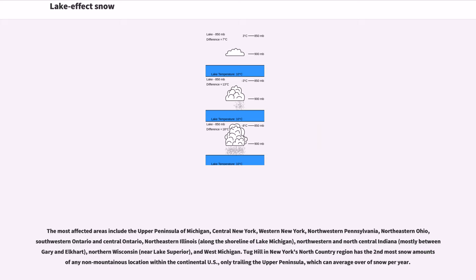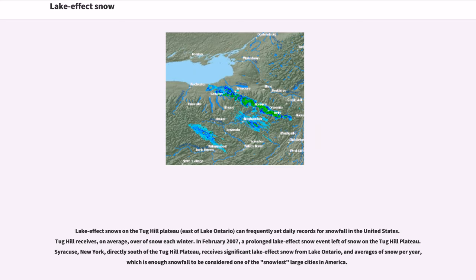Tug Hill in New York's North Country region has the second most snow amounts off any non-mountainous location within the continental U.S., only trailing the Upper Peninsula, which can average over of snow per year. Lake effect snows on the Tug Hill Plateau can frequently set daily records for snowfall in the United States. Tug Hill receives, on average, over of snow each winter. In February 2007, a prolonged lake effect snow event left of snow on the Tug Hill Plateau.